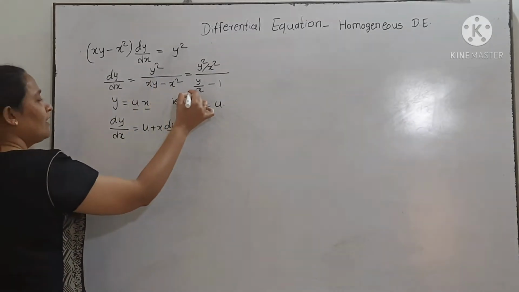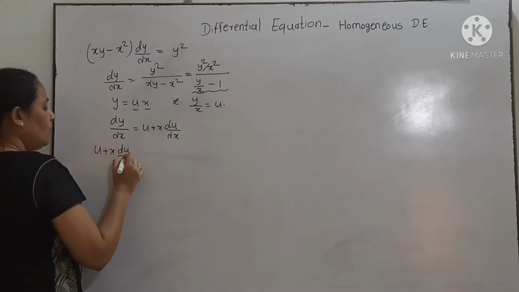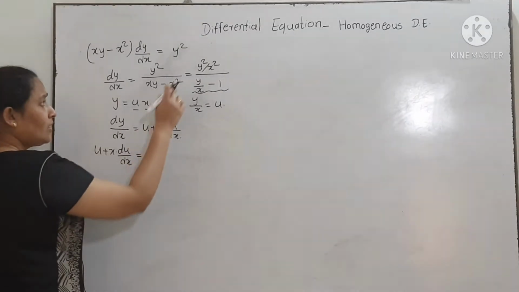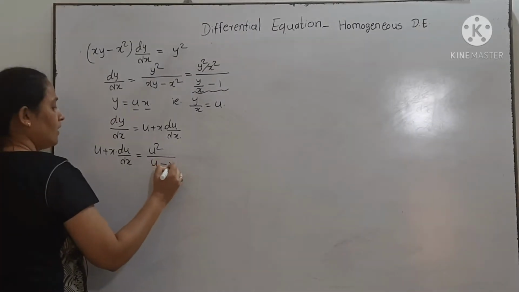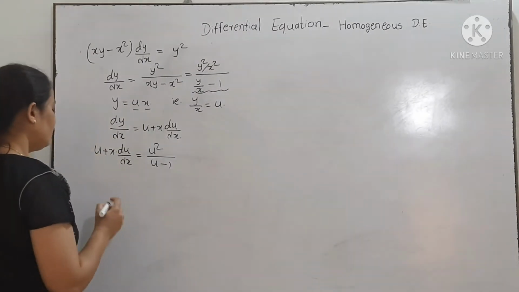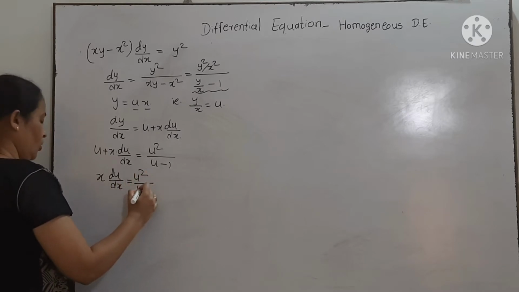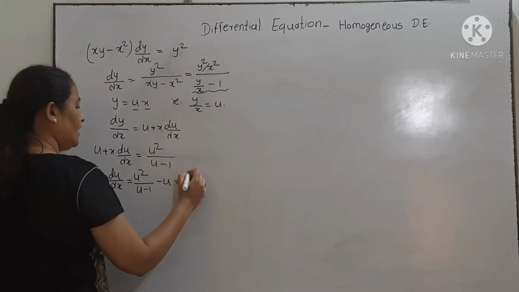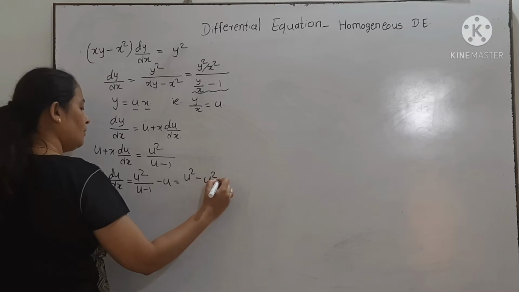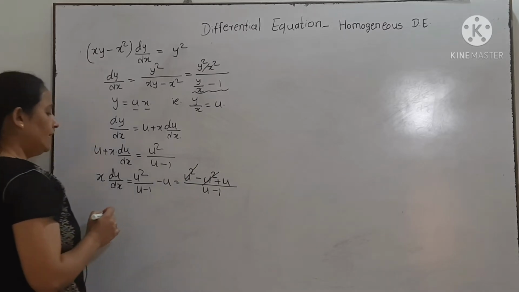If I substitute these values here, you will get u plus x into du by dx equal to y square upon x square, which is u square upon u minus 1. Transfer the u to the other side, it will become minus u. So, you will get x into du by dx equal to u square upon u minus 1 minus u. If I take LCM here, it is u square minus u square plus u upon u minus 1, and u square minus u square will get cancelled.